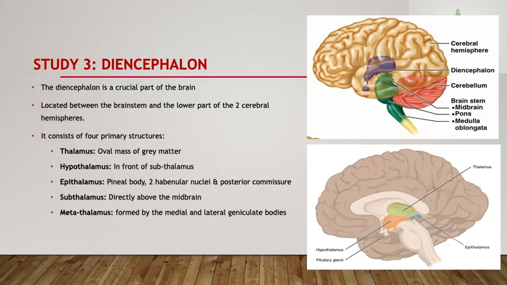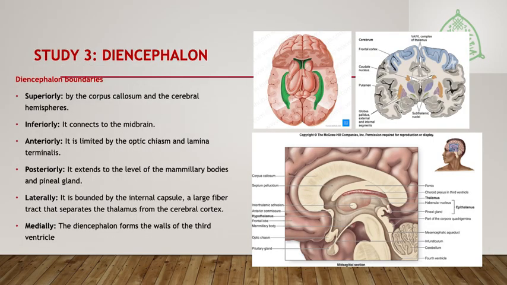And lastly, we have the metathalamus. The metathalamus are two bumpy structures found on the lateral aspect of the thalamus, and they are called the lateral and medial geniculate body. So we're going to see them later on in the images as we move on.